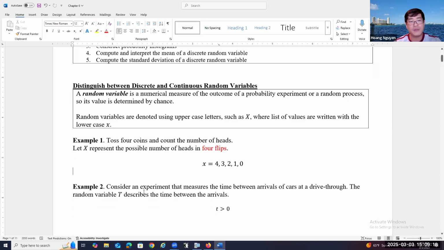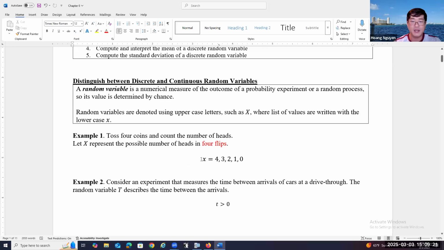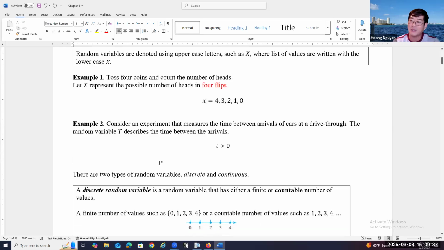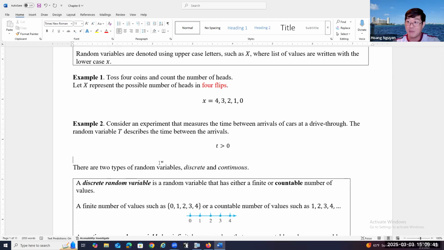Based on the two examples, example 1 and 2, there are some cases where we can actually list out the possible values of the random variable, but sometimes it might have a lot of possible answers. So we can classify random variables as discrete and continuous. I hope you remember the definitions of discrete and continuous from chapter 1. There are two different types of random variable we can classify.